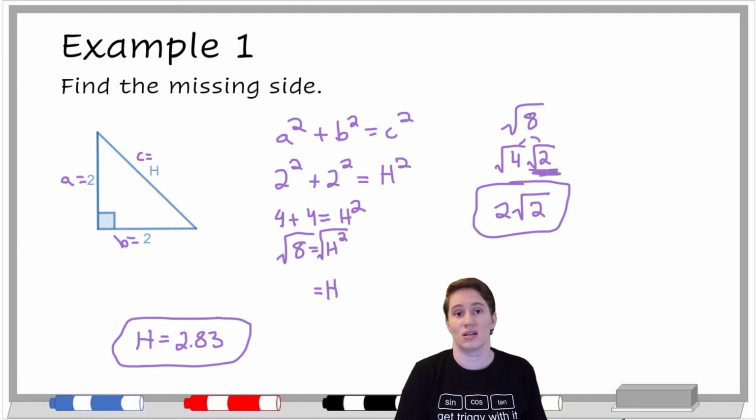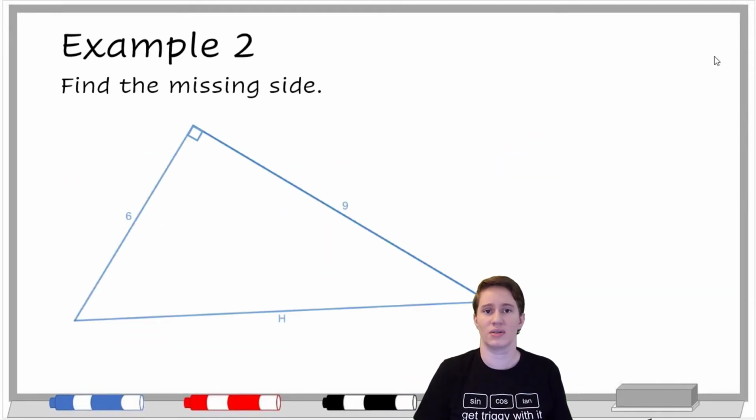That's a way that you can actually check yourself to see if you have simplified the square root correctly. Alright, another one that looks a lot similar. We have, this time, a bigger triangle. The right angle is up here at the top. We've got the hypotenuse labeled across the way. We're trying to find the hypotenuse.